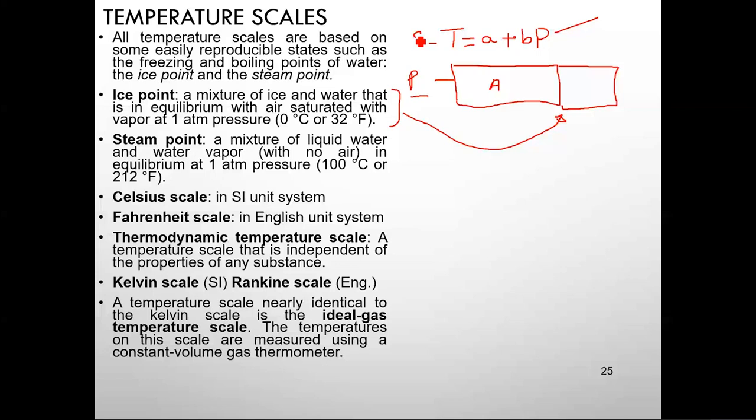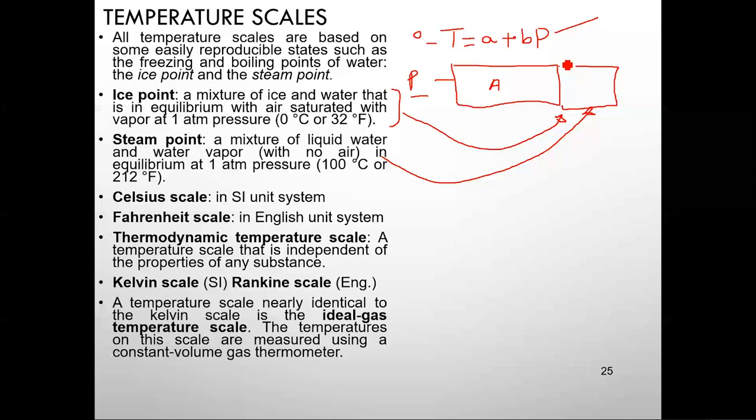Is it clear? Similarly, if I remove this container and somehow bring another container having the mixture of steam point, would the pressure be different or same? I have another pressure value, and I'll assign the temperature for that pressure to be 100 degrees. So now I have two pressure values and two temperature values with me.